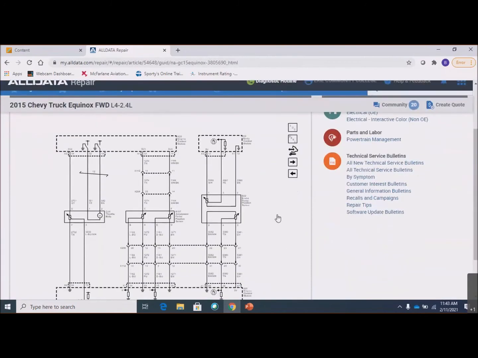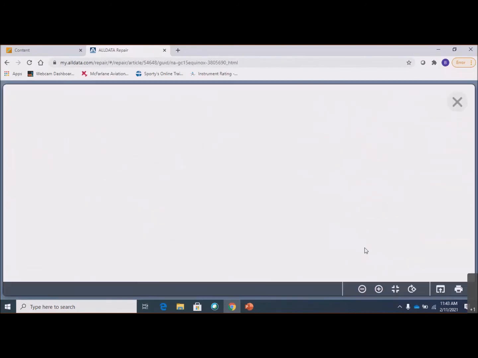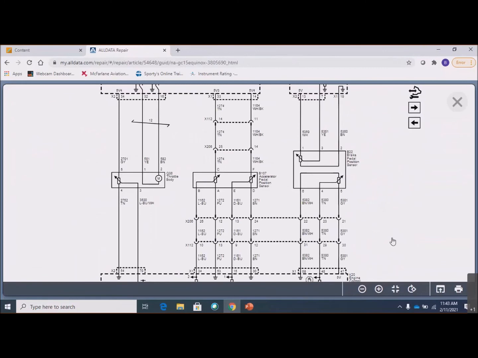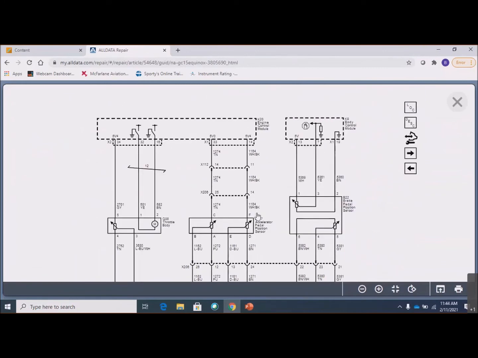So here, try and make this a little bigger if I can. All right. So what do we have? I have the engine control module at the top, right here. And notice a lot of these, it says 5 volt 3, 5 volt 4. These would be the reference voltage wires here and here. Now, why 2 wires? Well, this is the accelerator pedal position sensor.